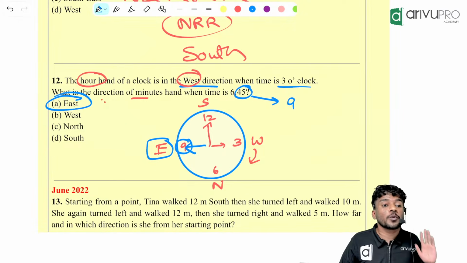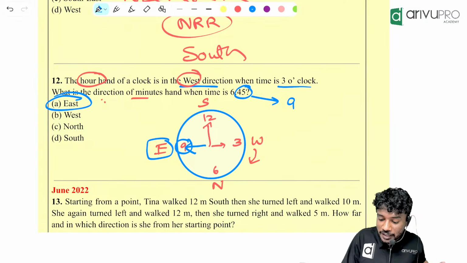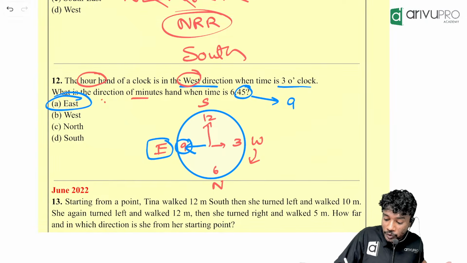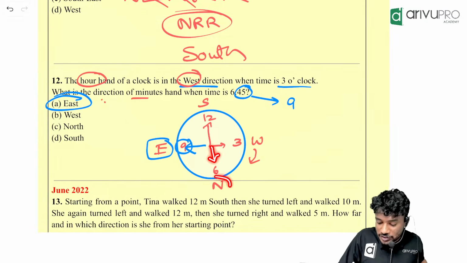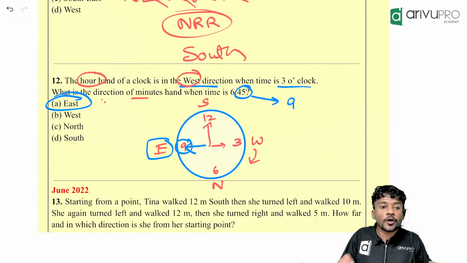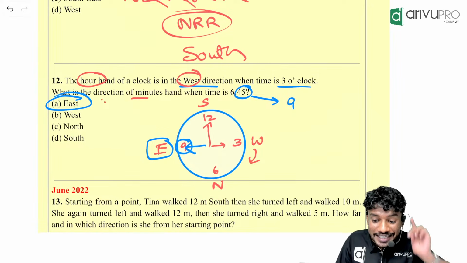Do what is required. 6:45, if they are asking about the hour hand, it should look towards 6. 6 is in which direction? North. Accordingly, you should answer rather than doing everything.